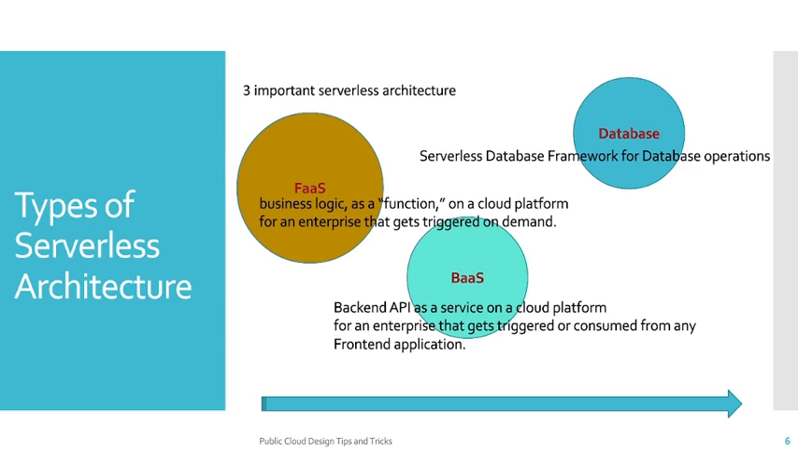And today we are going to discuss one important part, backend as a service. Backend as a service means backend APIs as a service on a cloud platform for an enterprise that get triggered or consumed by any front-end application. If we try to understand BaaS, it's a cloud service model in which developers outsource all the behind-the-scenes aspects of a web or mobile application, so that they only have to write and maintain the front-end part. That's how BaaS also comes into the picture.